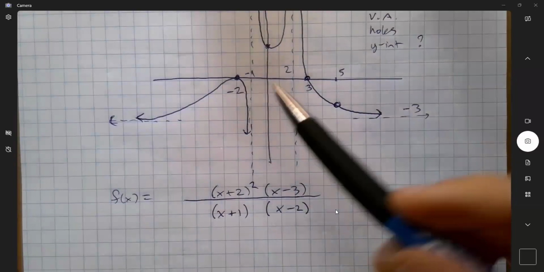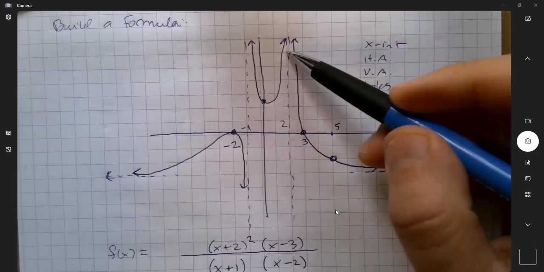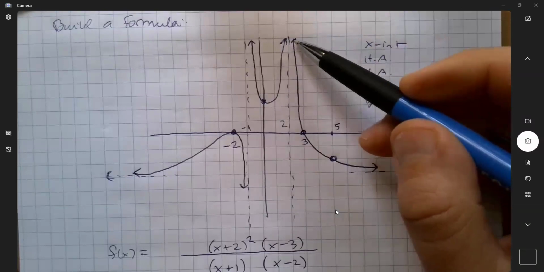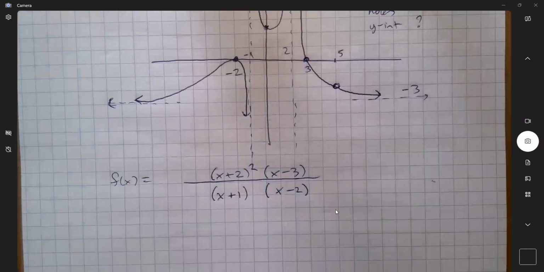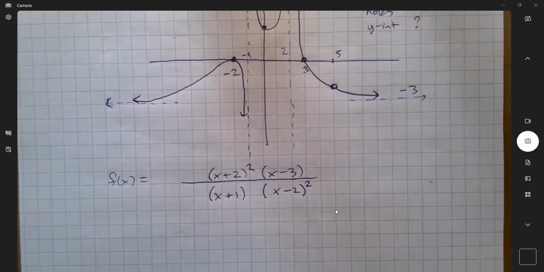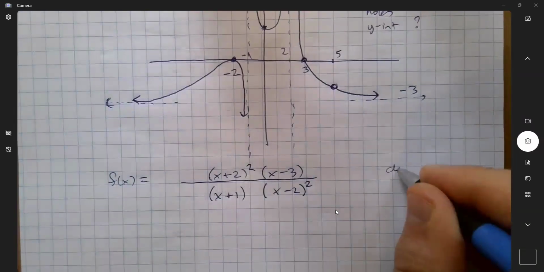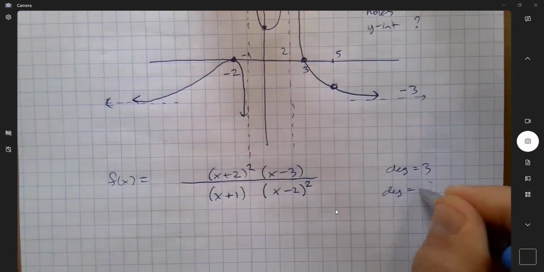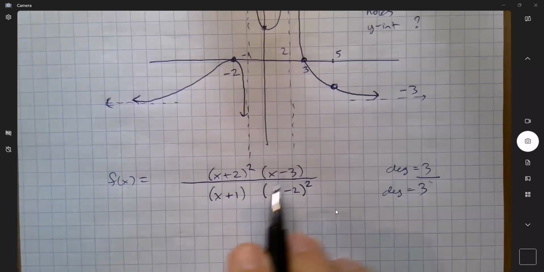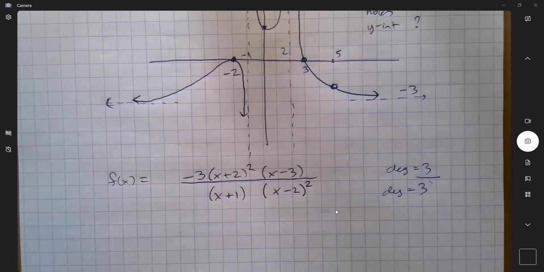And now I notice that up at the top of this vertical asymptote, it's on the same side, right? They're both up arrows on either side of the asymptote. So that means the x minus 2 term has to have a squared. And that's good because the degree on top is 3, the degree on bottom is 3, and that means I'm going to get a nice horizontal asymptote right there at -3. -3/1 or -3.